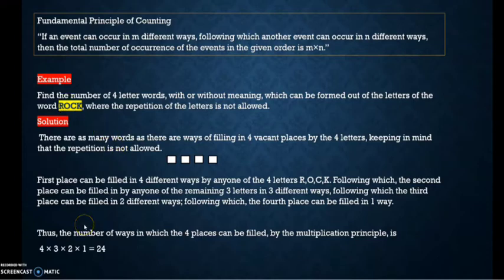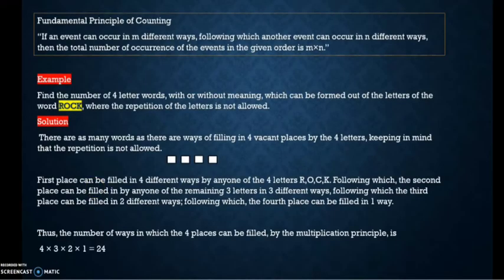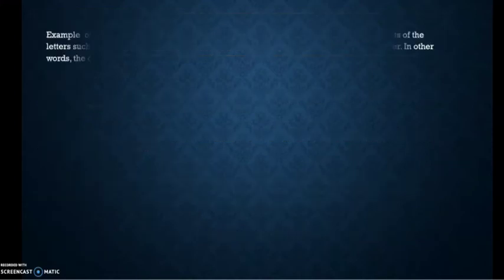Now in case the repetition was allowed, then there would have been 4 cross 4 cross 4 cross 4 possible ways. That means there will be 4 raised to 4 possible words I can form out of the alphabets of rock. Fine. Okay, let's look at the next example.